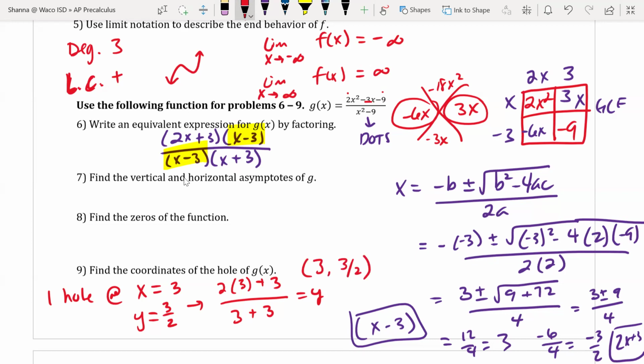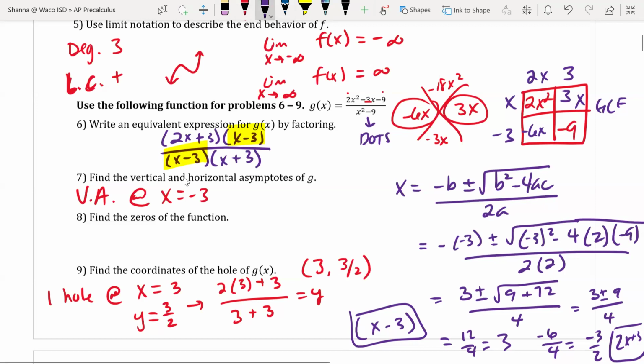Now, next thing we know is that we have a vertical asymptote because of what's left in my denominator. Vertical asymptote at what then? x equals negative 3. Okay.